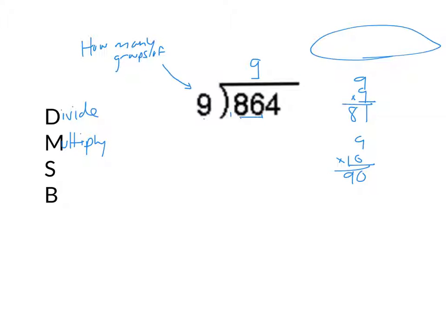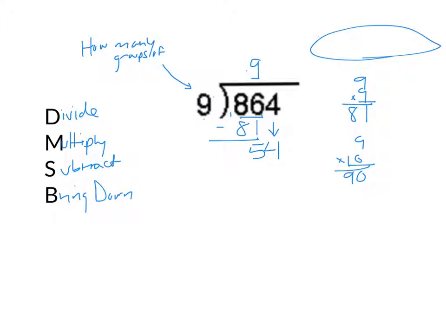So now I'm going to ask myself, what is 9 times 9? Well, that's 81. Now I'm going to subtract. 86 minus 81, that's 5. And next I'm going to bring down. And I know that you've all had this lesson in previous years. And I'm bringing down the 4 and I'm making 54.